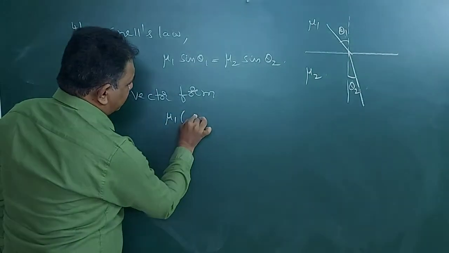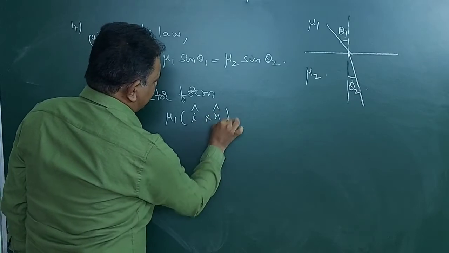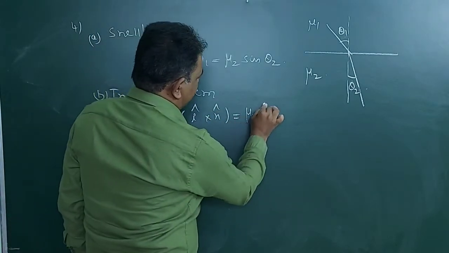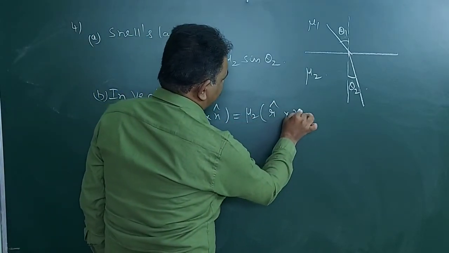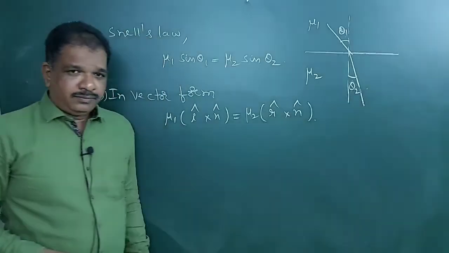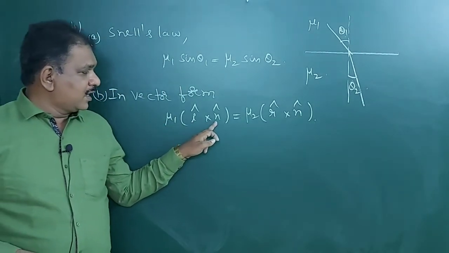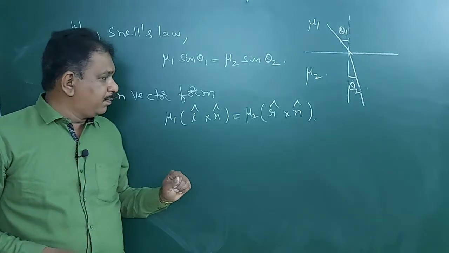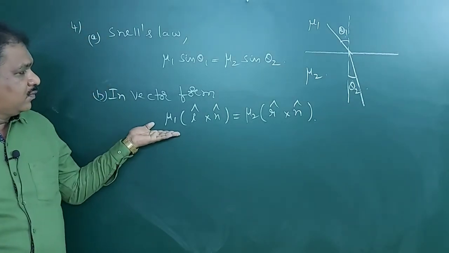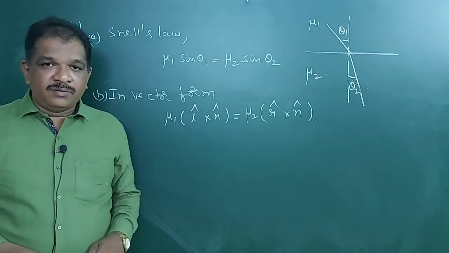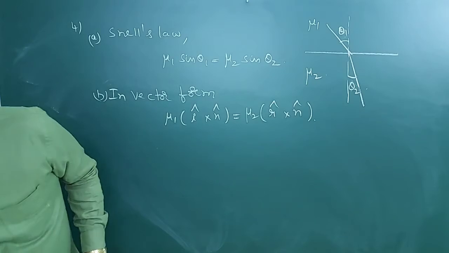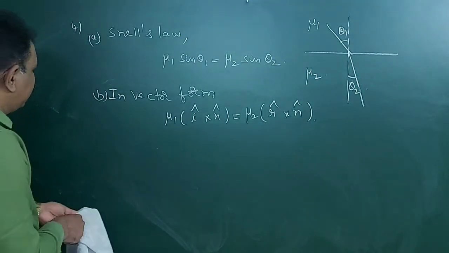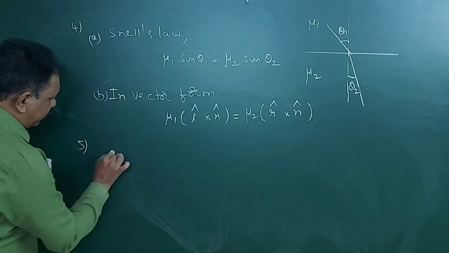In vector form, mu1 into I cap cross n cap is equal to mu2 into R cap cross n cap. N cap is the unit vector perpendicular to the plane. These formulas we will use in the vector form of Snell's law.